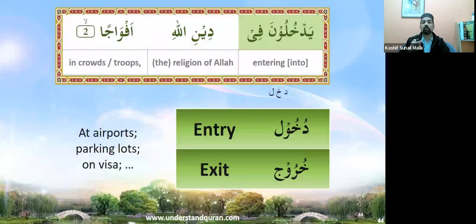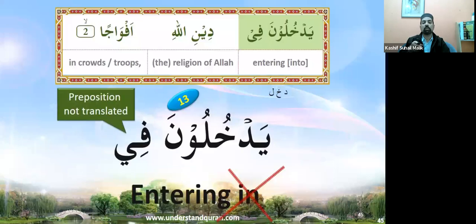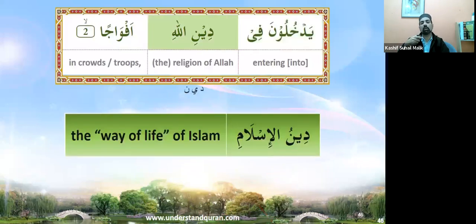All right, yadkhuluna fi. So see, rather than "entering into" or "entering in", it is just "entering", because entering actually does not require a preposition. It could be yadkhuluna fi dinillahi, they are entering the deen of Allah, the religion of Allah. So dinillahi, deenul Islam, and here deen means a way of life. And how are they entering? They are entering in the form of afwaja.